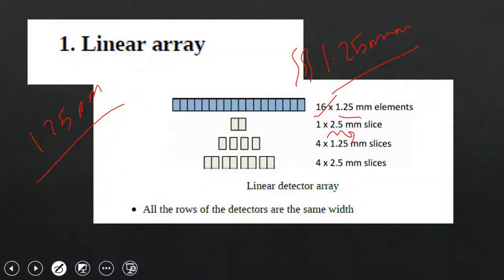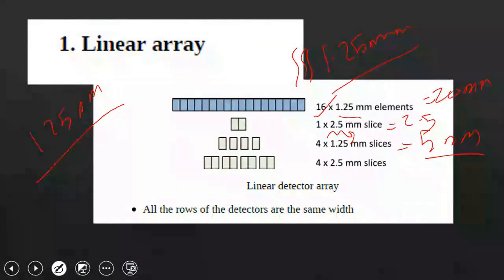If I have 4 rows of detectors and I use 1.25 millimeters, then it will be 4 times 1.25 millimeters. In this case, you have used 4 detectors, so your coverage area, if you want to calculate it, will be 4 times 1.25, which is approximately 5 millimeters. Therefore, you are covering an area in the rotation of 5 millimeters. For 1 at 2.5, it will cover 2.5 millimeters, and 16 times 1.25 is approximately 20 millimeters.